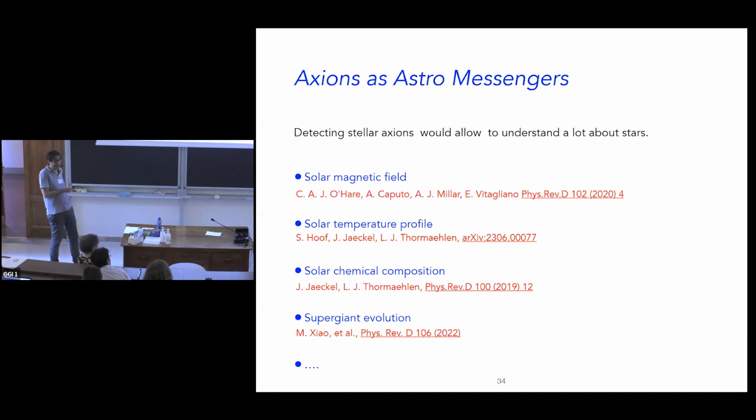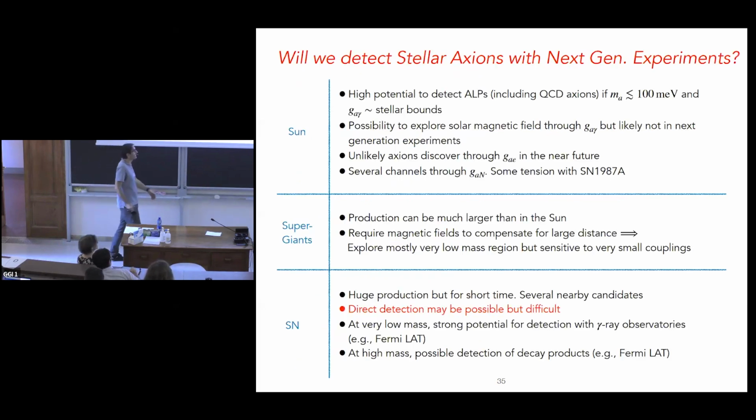So this is obviously quite exciting, and I think there has been a lot of work on this, to learn about the magnetic field inside the sun, to really find out the profile. So it's nice to do this kind of work, even though we don't know if axions exist and we don't know the coupling. And the last slide is my 2 cents on whether we will detect stellar axions in the near future. And I think there is a good chance.